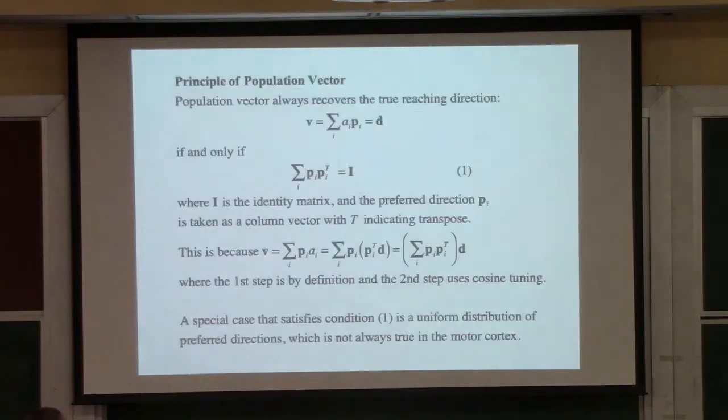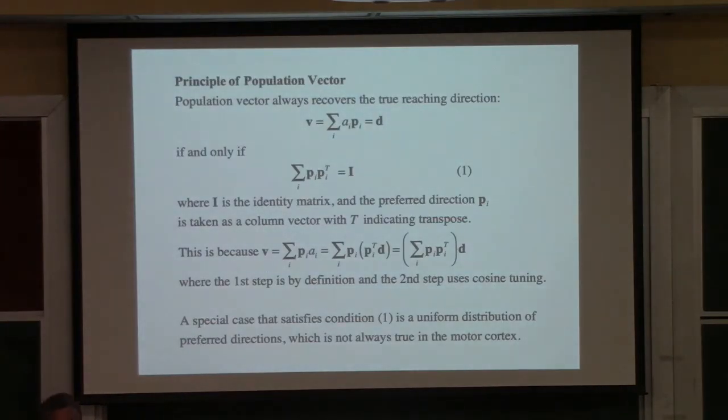That's simple enough. So why does the population vector work? This is the simple explanation. The actual idea is very simple. It's all because you have that cosine tuning, right? So what we want to show is that the activity, the preferred direction vector P weighted by the activity, summed over, that's the population vector.